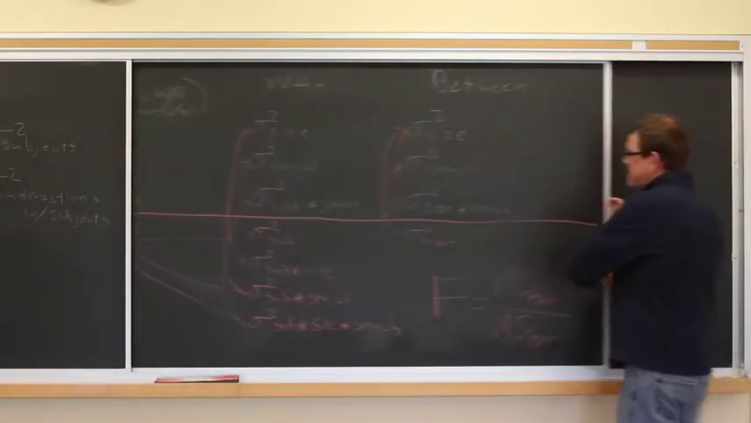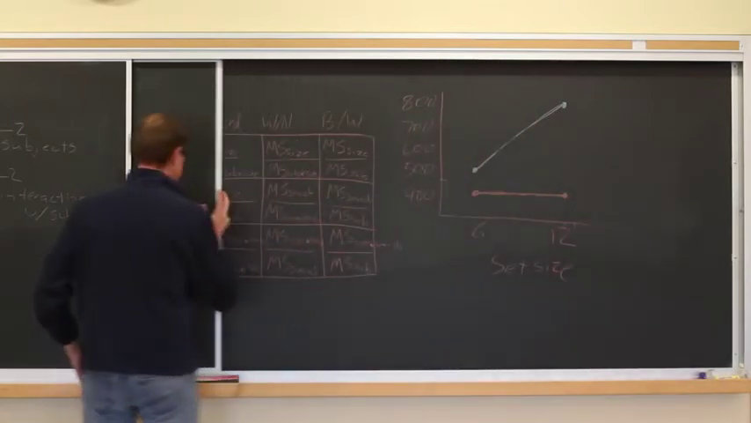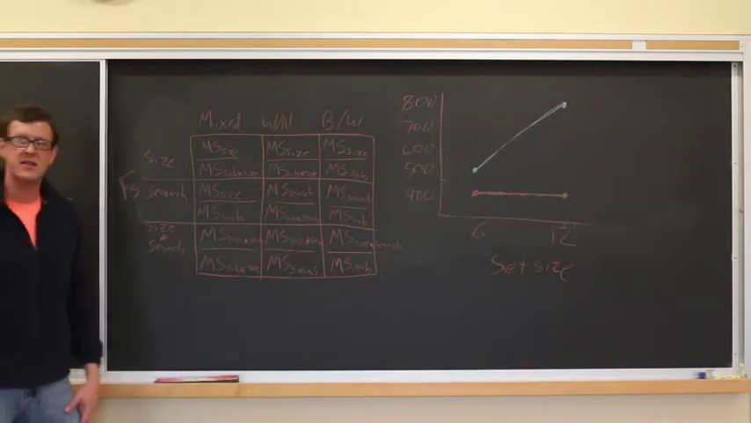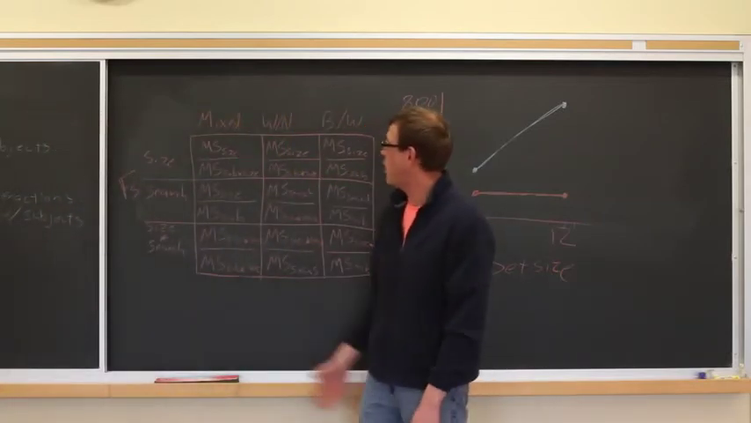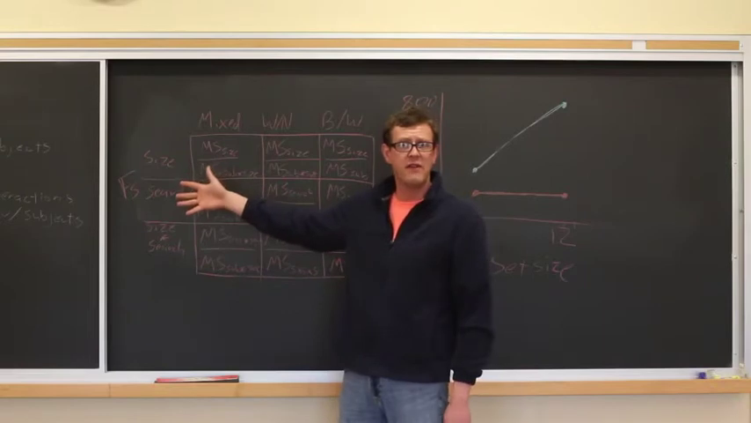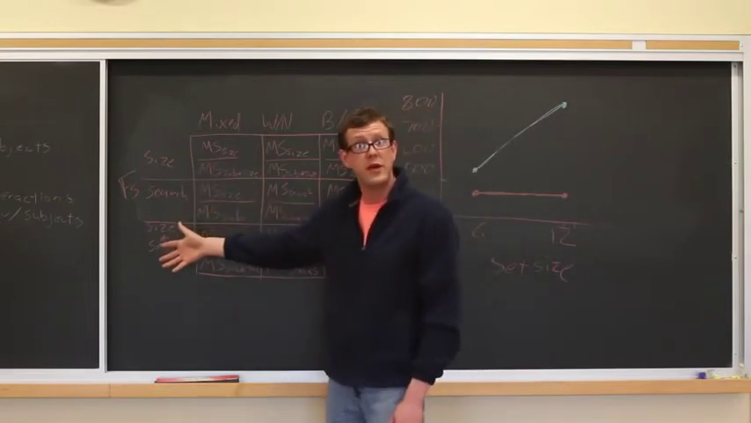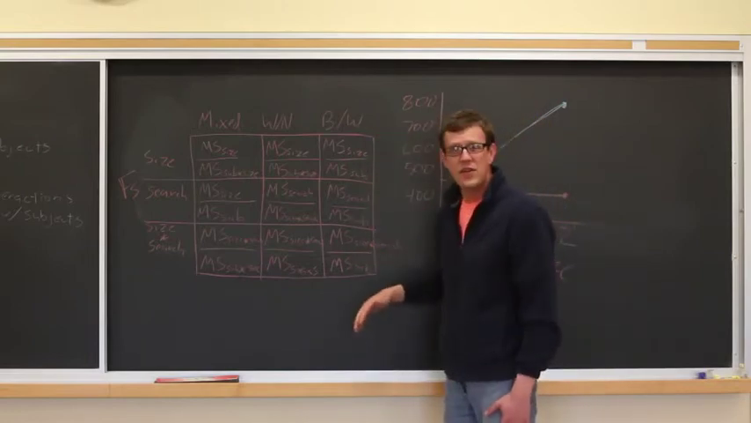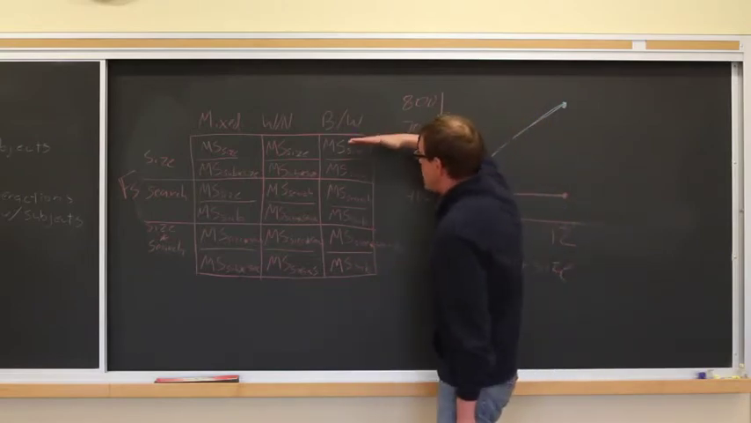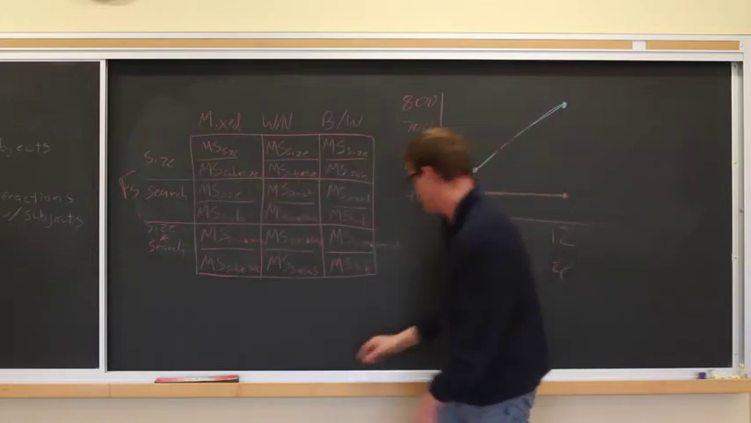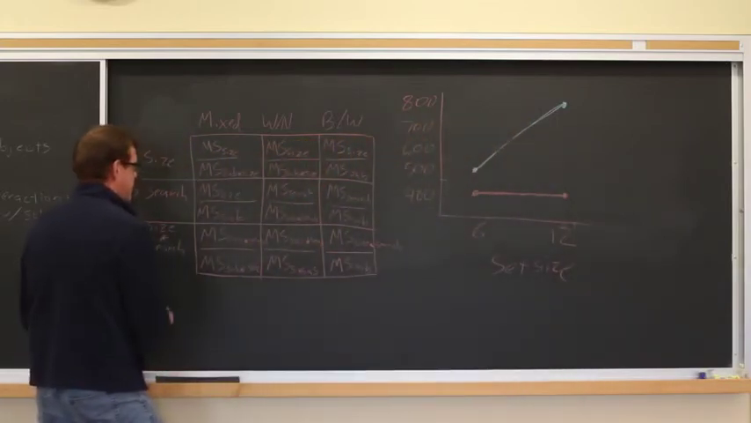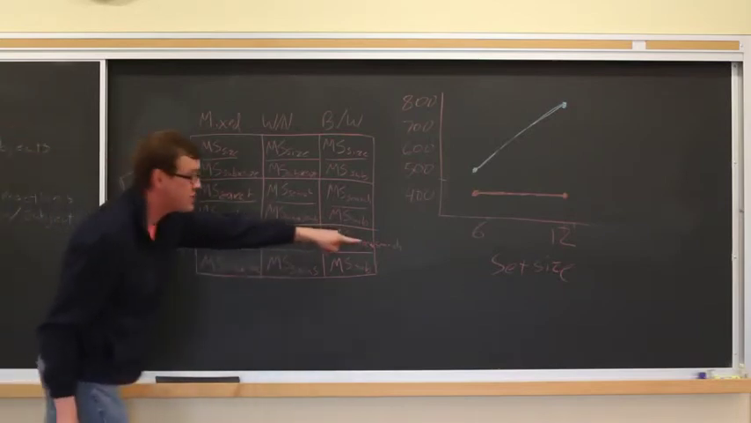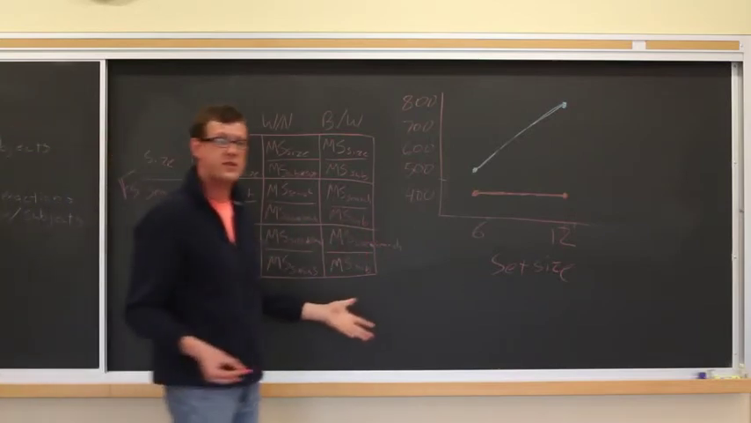So if we were to summarize, in all of the designs, we are interested in the same basic questions. Is there an effect of size? Is there an effect of search? Is there an interaction between the two variables? And the numerators for all of these are identical. Mean square size, mean square search. Sorry, this should be search, not size. Search. Mean square size by search. It's only the denominator that's changing.